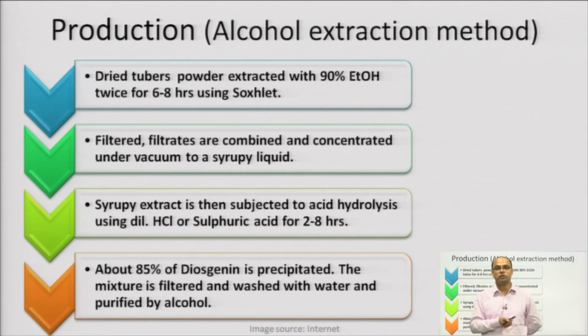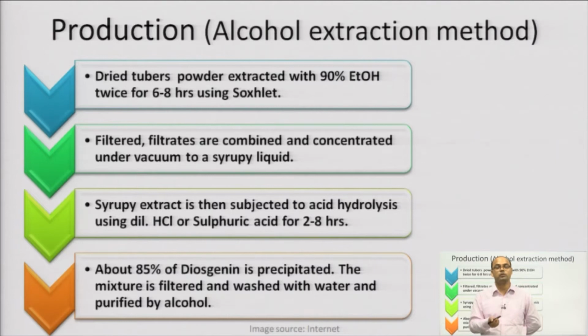Here we use dilute hydrochloric acid or dilute sulfuric acid, and the mixture is left aside for 2 to 8 hours. After that, you will observe that around 85% of the Diosgenin which was present in the extract gets precipitated, and this precipitate is then washed with water, because Diosgenin is soluble in organic acids and acetic acid, but it is insoluble in water.